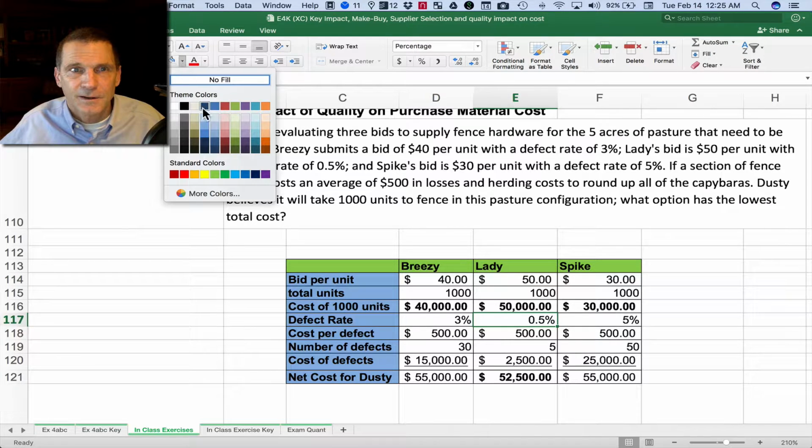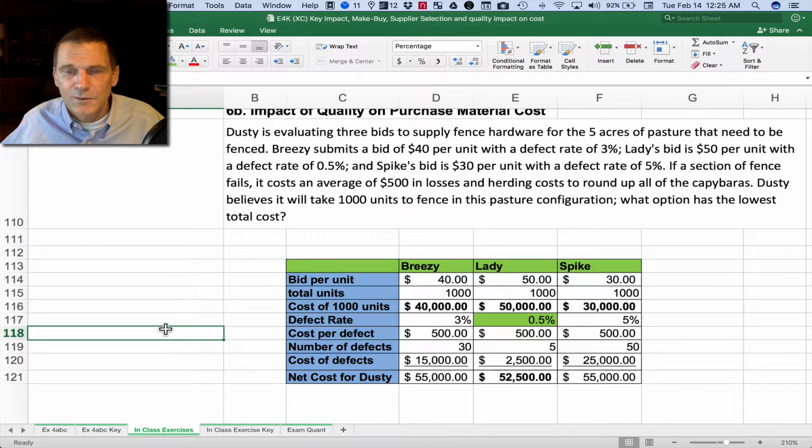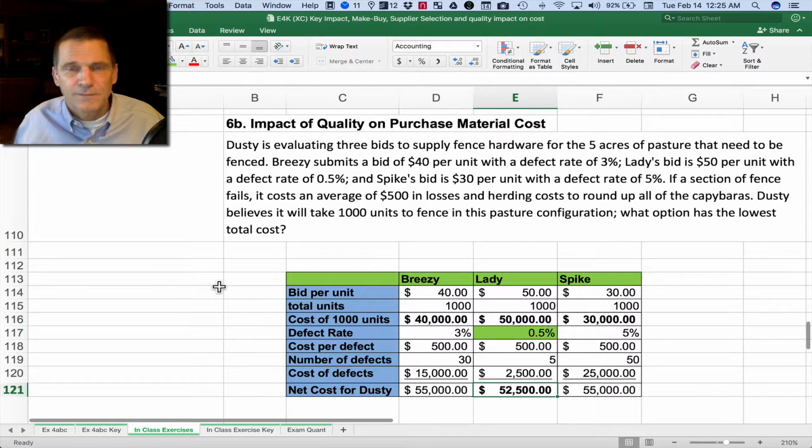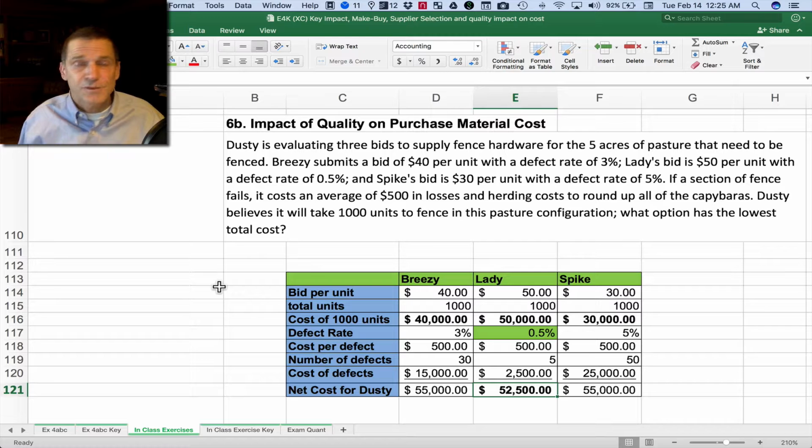We see it here. Lady's got the quality, and that's what won her this position of the lowest total cost. I hope that helps put in perspective that we use lots of different costs when we source. This is just one example of how to build out total cost.